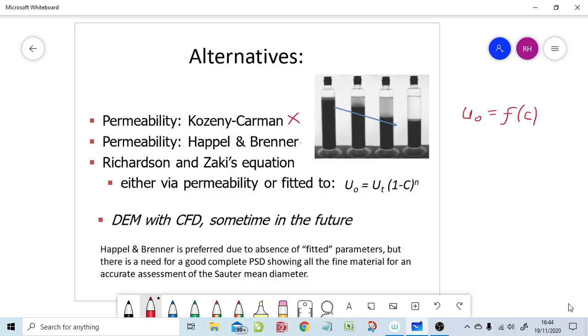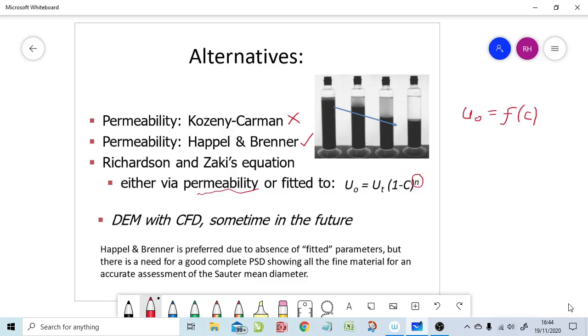Happel and Brenner we like because it's a purely theoretical model, a solution to the Navier-Stokes equation with no fitted parameters, so that one doesn't suffer from the problem of really having to do some experimental work other than knowing what the particle size is. Whereas for the other techniques we'd have to work out the Kozeny constant, or if we were going to go the permeability route, what the value of n is if we were to use Richardson and Zaki's equation for permeability, because it can be done. You have an option here using Richardson and Zaki's approach.